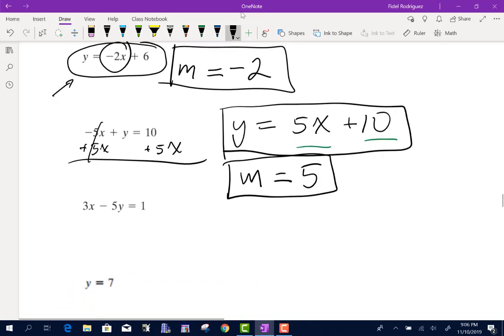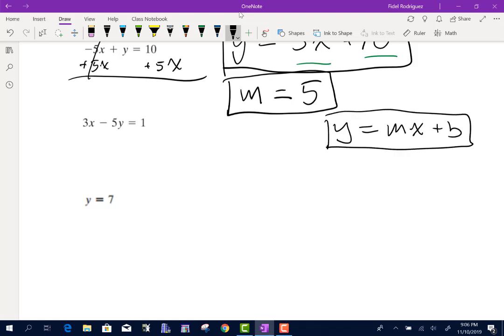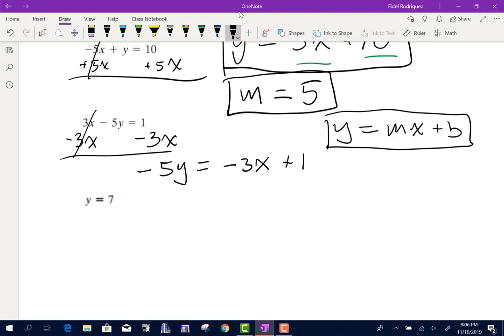All right. Let's see if we can do the same thing over here with the next one. Okay. So again, I'm trying to get the y by itself. I really want to put it in this form, y equals mx plus b. Okay. So look, let's get rid of the 3x by putting a minus 3x here and a minus 3x over here. So those will cancel. Now I'm left with a -5y. Guys, I'm going to put the x coming first, okay, -3x, and then that's a +1 at the end.